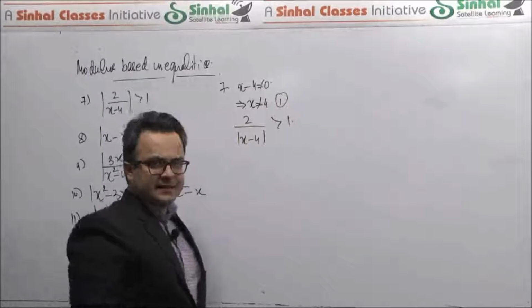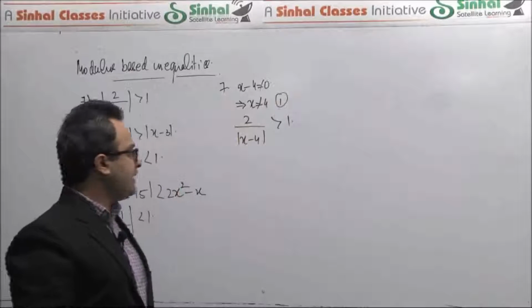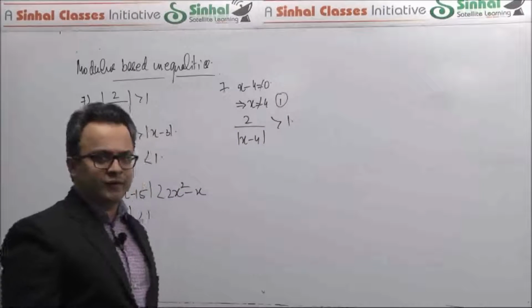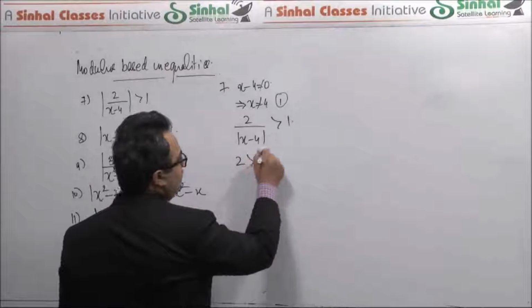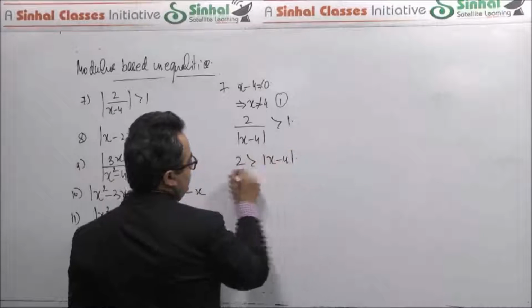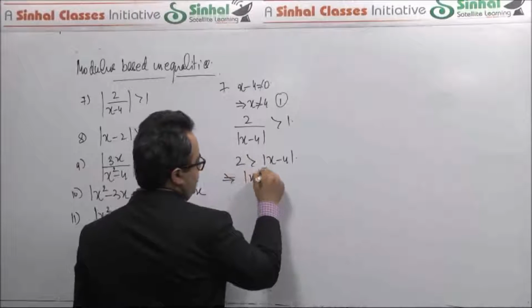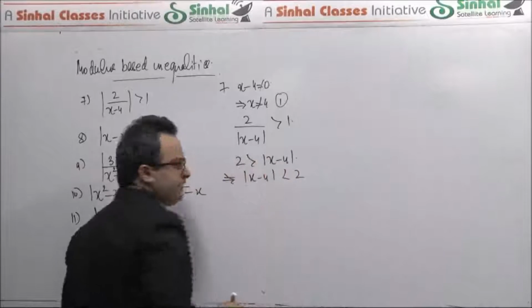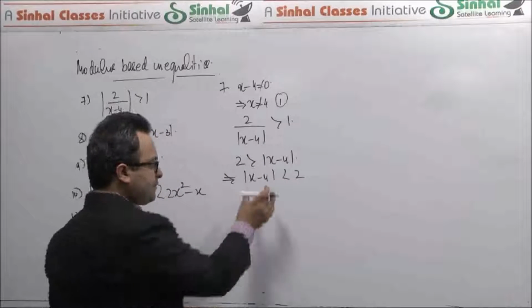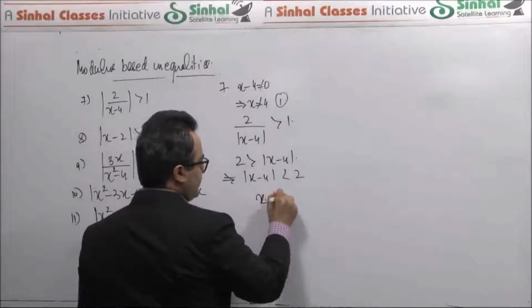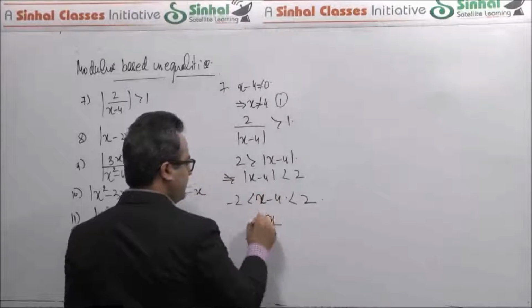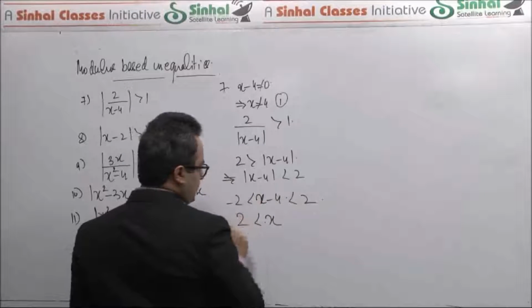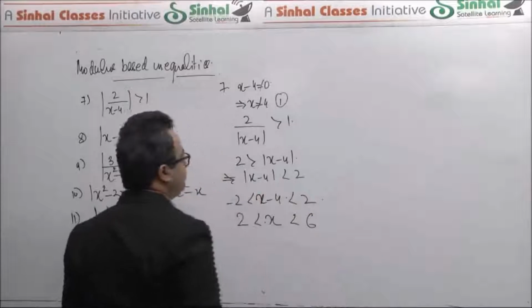Now since x is anyway not allowed to be equal to 4, and as long as it's not equal to 4, mod of x minus 4 will always be positive. So I can cross multiply on both sides by mod x minus 4. And then we can use the standard form. Mod of an expression is less than 2, so that expression has to lie between minus 2 and 2. So x will have to lie between 2 and 6.